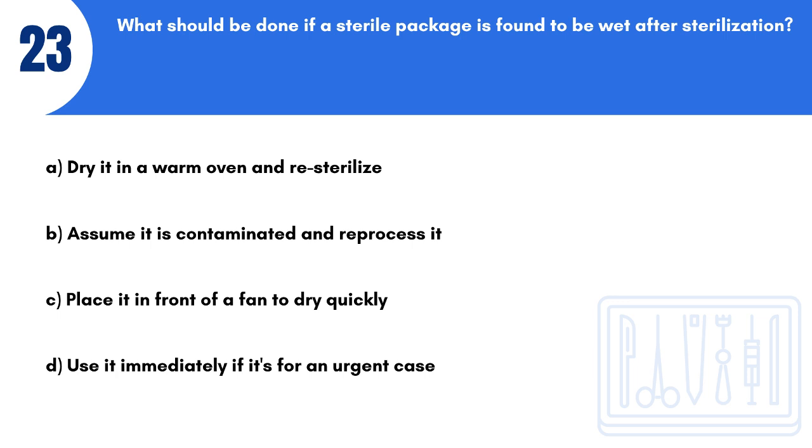What should be done if a sterile package is found to be wet after sterilization? A. Dry it in a warm oven and re-sterilize. B. Assume it is contaminated and reprocess it. C. Place it in front of a fan to dry quickly. D. Use it immediately if it's for an urgent case.